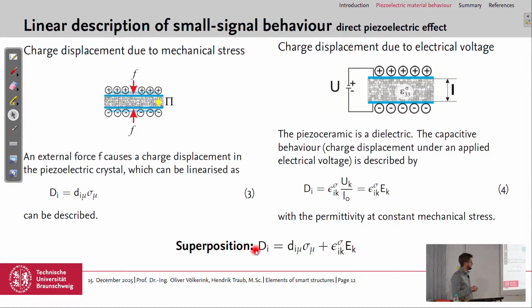So we have an equation for the charge displacement from a mechanical stress and the charge displacement from an electrical field. Here we are specifically mentioning a constant mechanical stress. But here we are not mentioning it. Here also at constant electric field, zero electric field. First, the displacement from mechanical stress. Yes, the permittivity has sigma above, so it is measured at a constant mechanical stress.